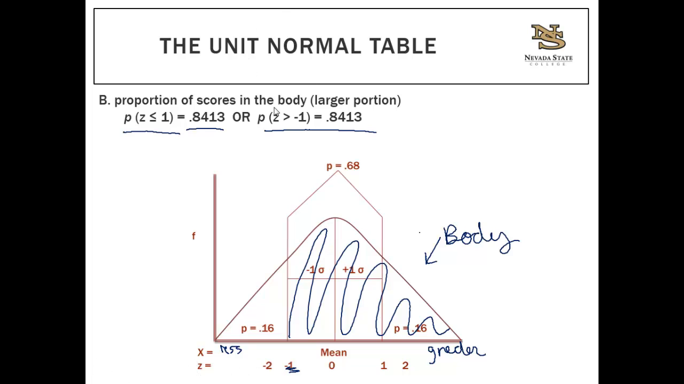So you would just say, okay, I shaded this in, I know it's a body. Let me find a z-score of 1 in column A, then go to column B and find 0.8413, the proportion in the body.